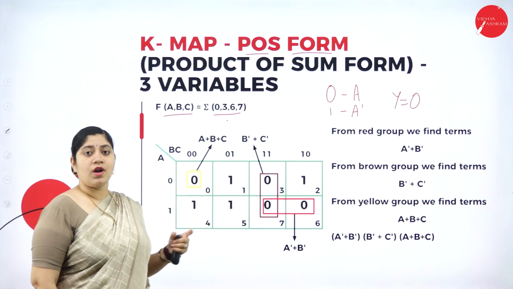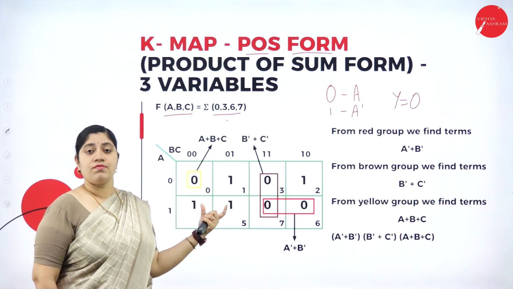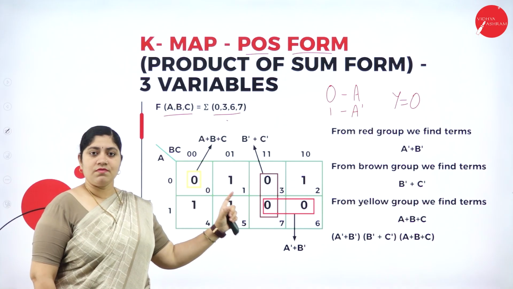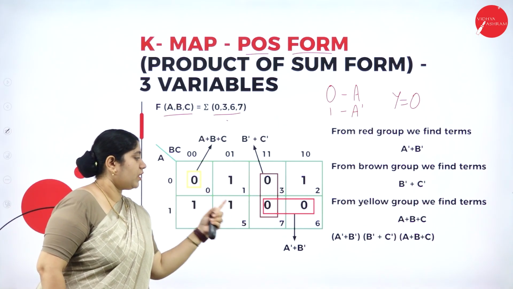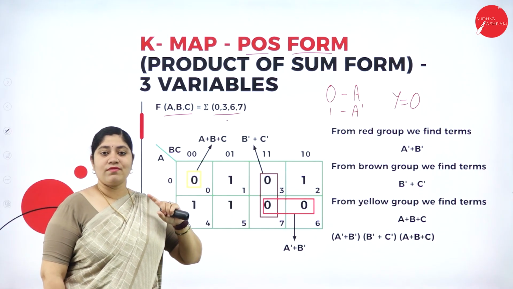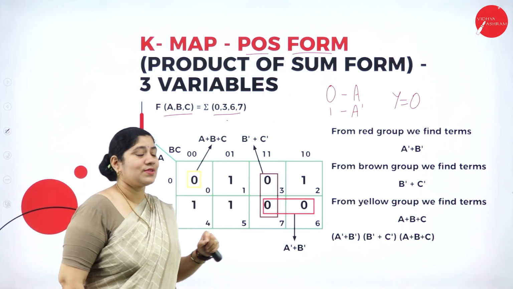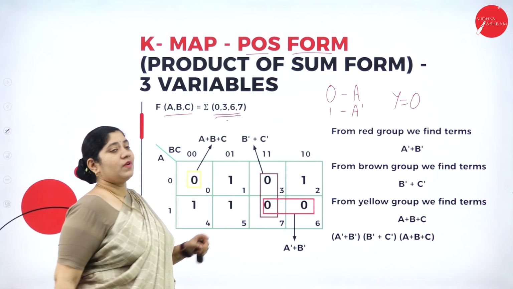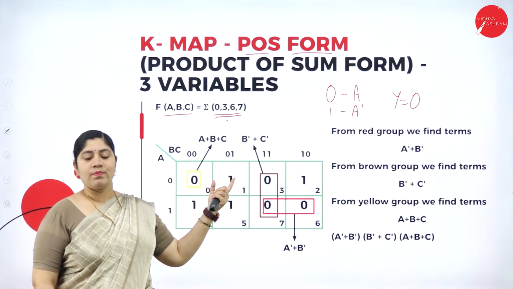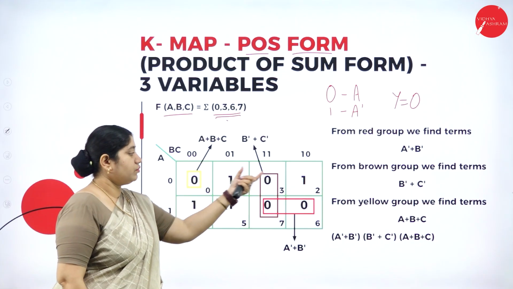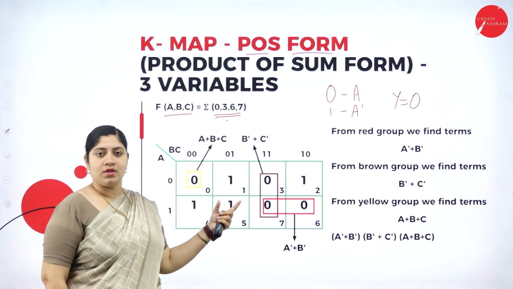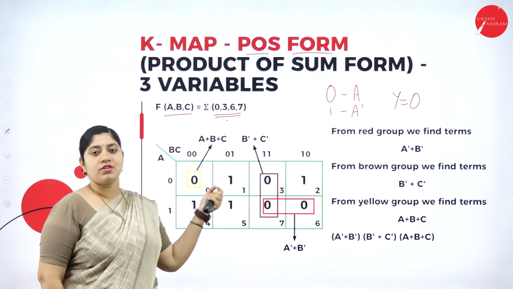All right, it's done. What about the remaining cells? We have to fill them. We should not leave them empty. We have to fill them with 1. So let's fill it 1, 1, 1, 1. So now we have to group only the zeros. Why only the zeros? Because we are dealing with POS form. And what about the ones? We have to neglect them. But we have to just fill the map. All right, we will be dealing with the zeros now.